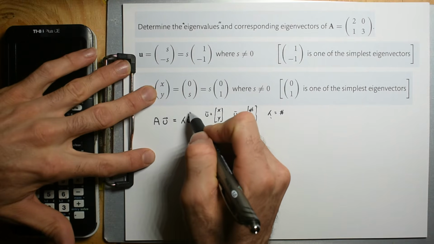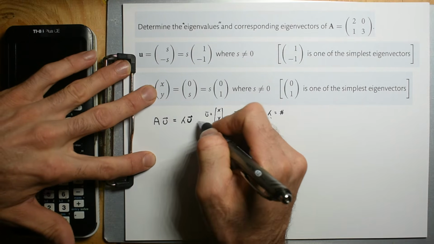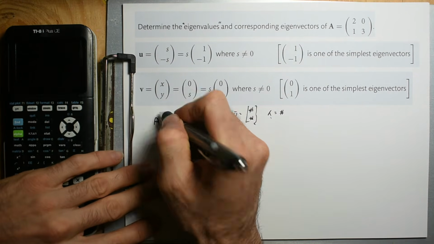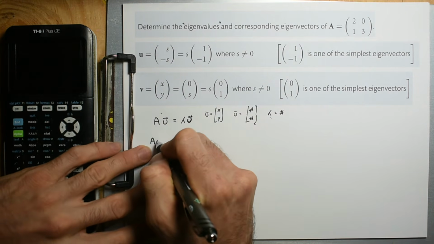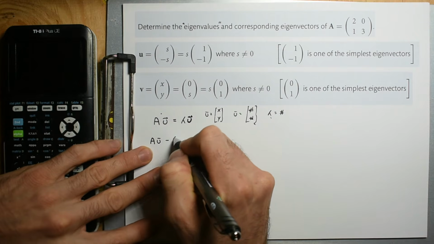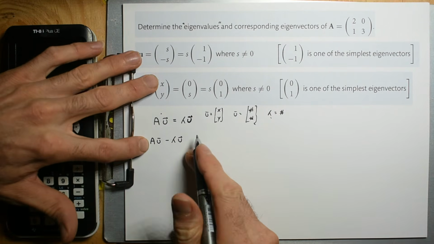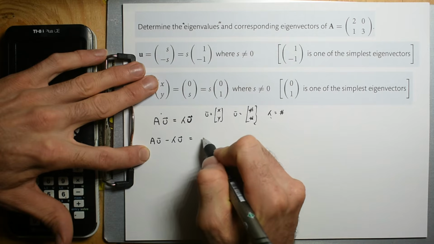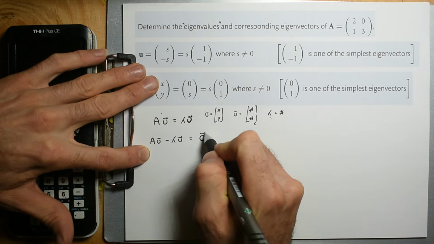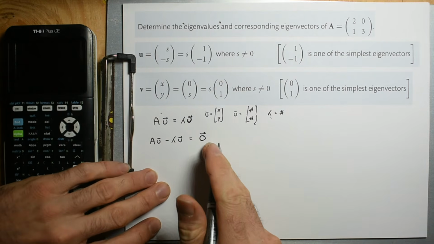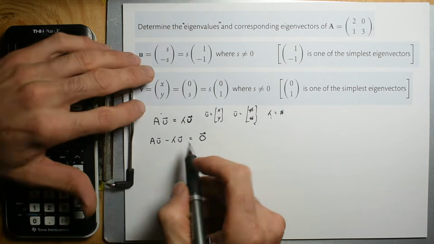So what we want to do is maybe subtract both sides, just get this to the other side. So that's going to be AU minus this. But now when we subtract this, what's going to happen? And this is the 0 vector. So we still have this side.